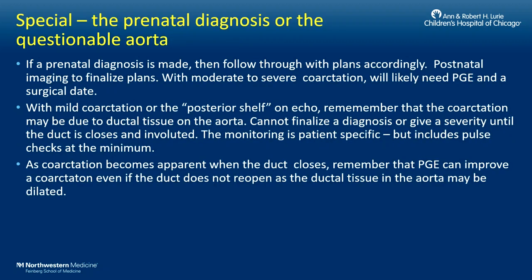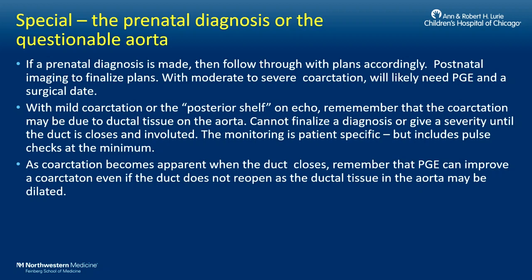home. And you get the prenatal diagnosis or the questionable aorta. Sometimes, in prenatal diagnosis, we know for sure there's a coarct or hypoplastic arch. You're just going to image to finalize the plans, and you're probably going to start prostaglandins and set a surgical date.